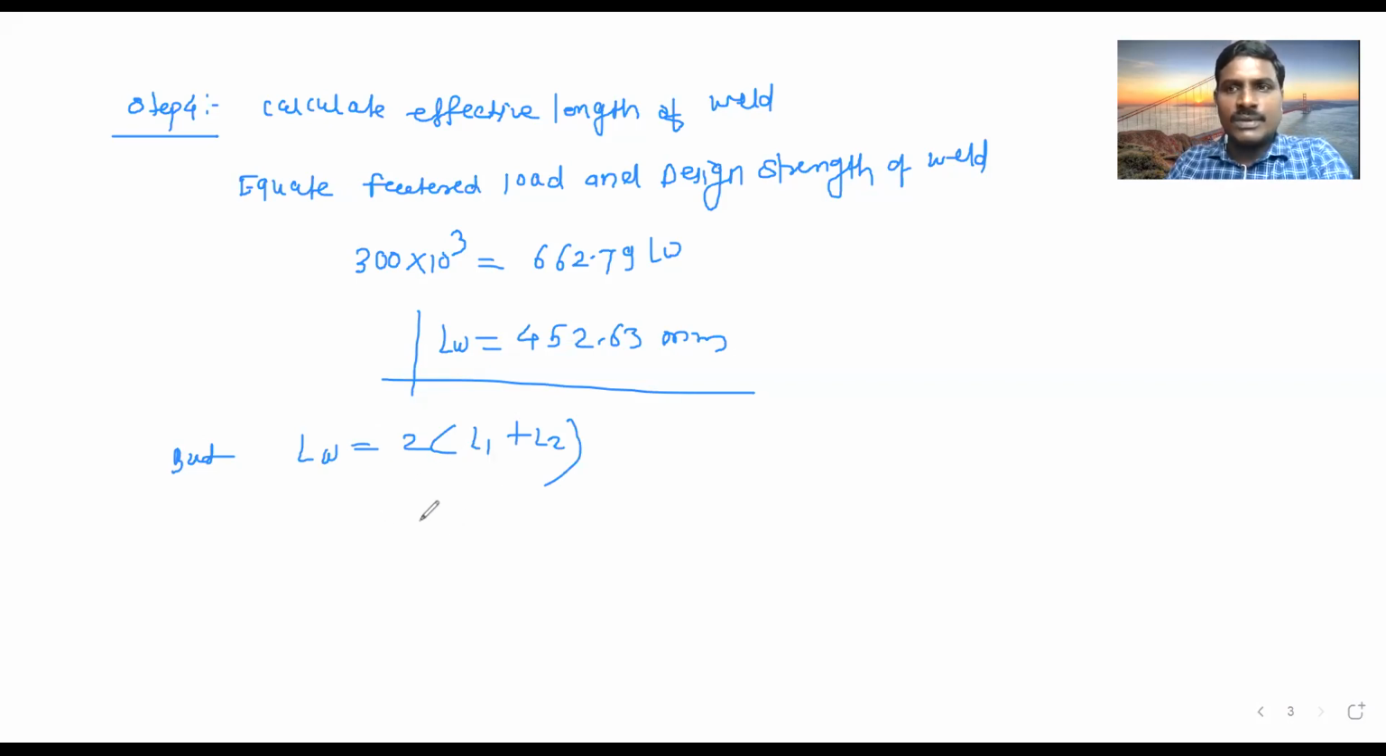Why 2? I have written it because both angles are there, and whatever 300 kilonewton load is acting, it acts on both the angles. So here we have written 300 into 10 raised to 3. This total 300 kilonewton load is on both angles, so this much length is for the total 300 kilonewton.